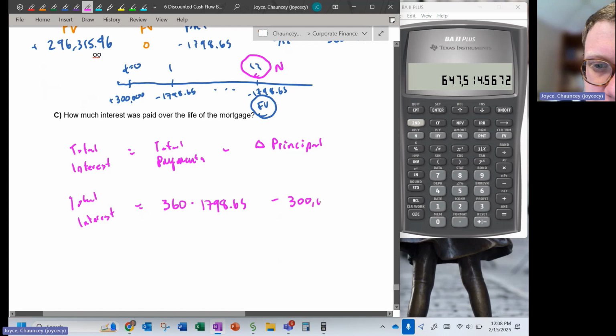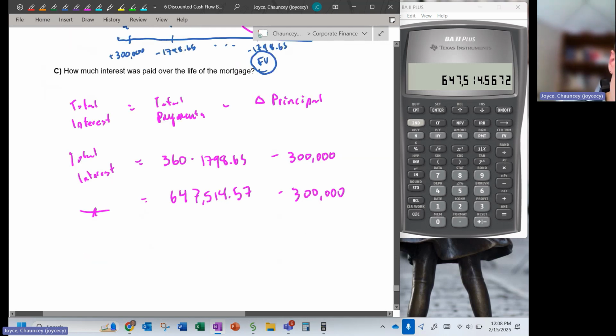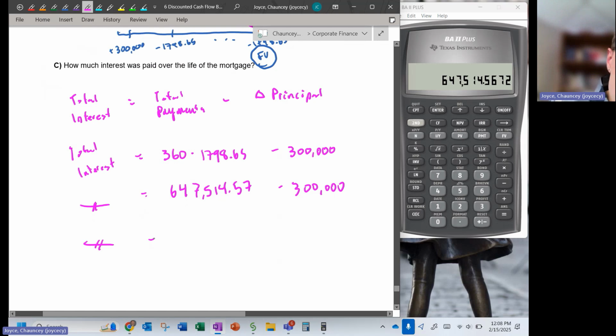You'll pay it off to 0. So your change in principal is 300,000. So your total interest is the first part. You make payments of $647,514.57 minus principal of 300,000 if you pay the loan off. So the part that's interest, or total interest, is $347,514.57.